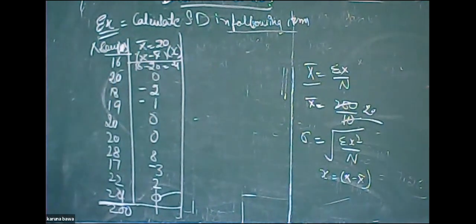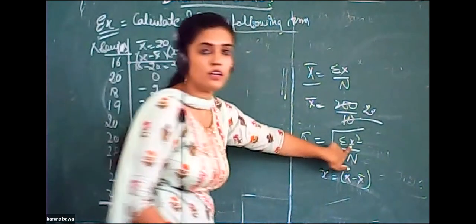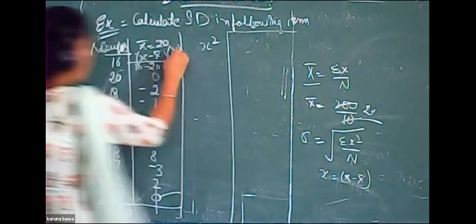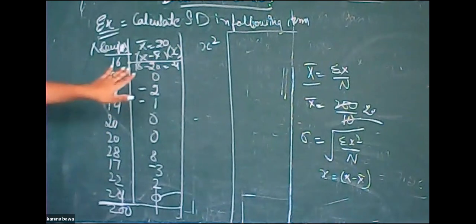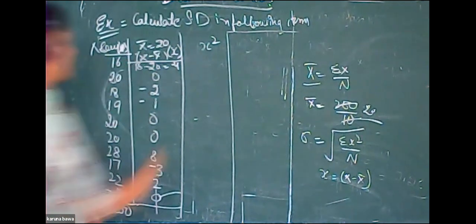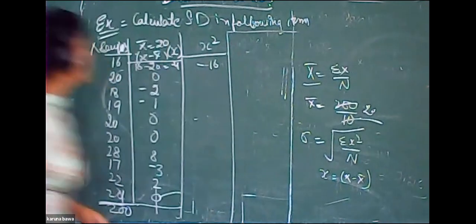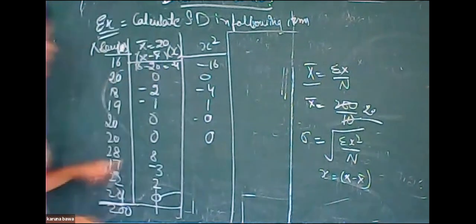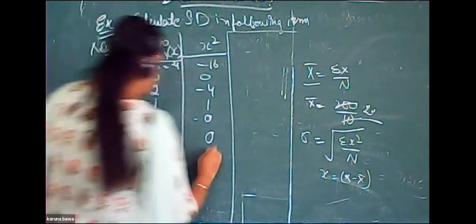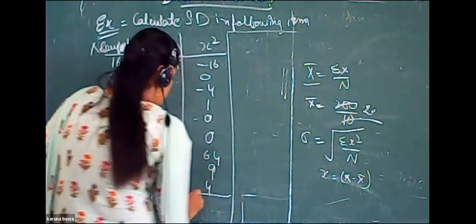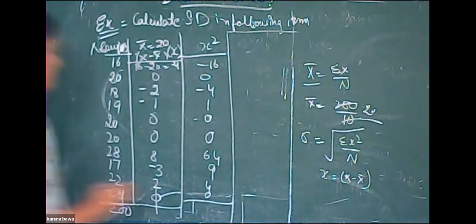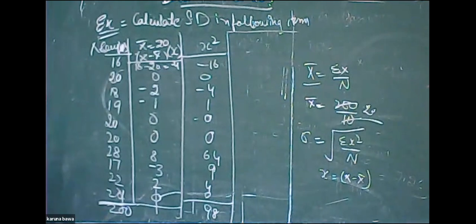After this, we find the square of the value: small x, minus 4 multiplied by minus 4, that is 16, then 0, 1, 0, 0, 8 multiplied by 8, 64, 9, and again 4, 0, and the total of the series is 98.